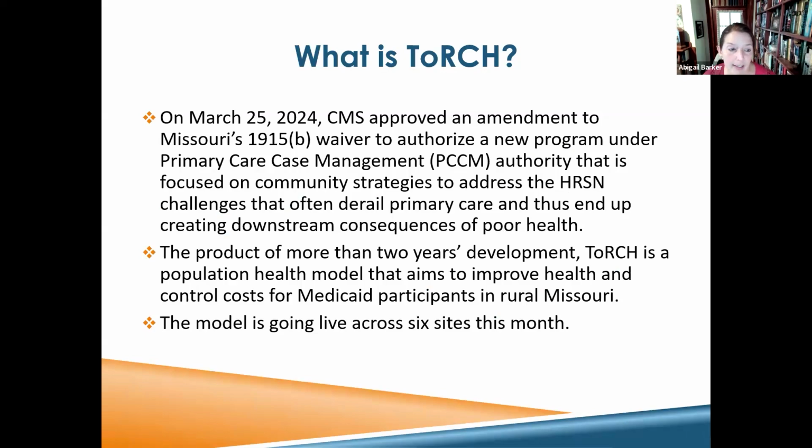So this is the product, like I said, of more than 2 years of development, and it's a population health model that has the aim of improving health and controlling costs for Medicaid participants in rural Missouri. The model is going live across 6 sites in the month of July. And when I say live, it's going fully live. All aspects will be live in July, or I believe early August for a couple of the sites. And so that's really getting to the very exciting part of all of this development.